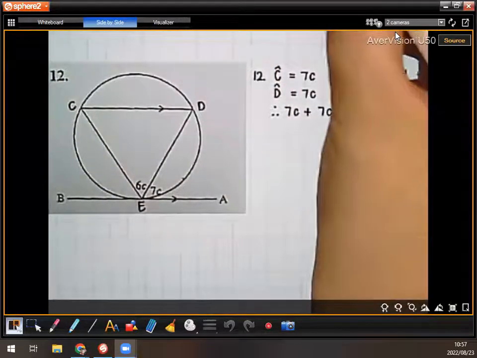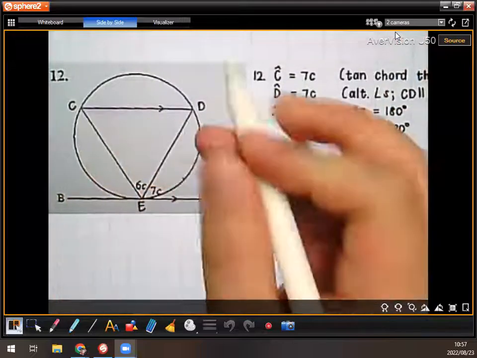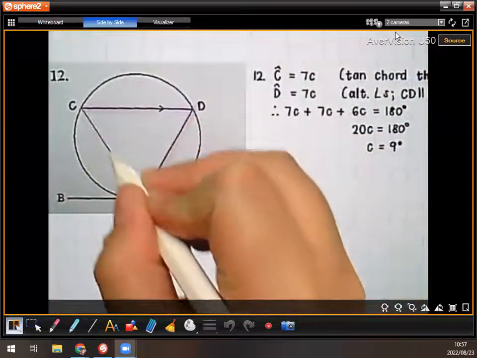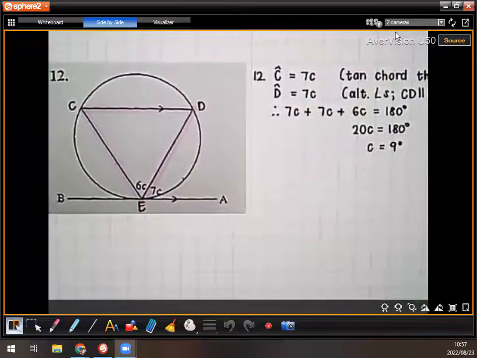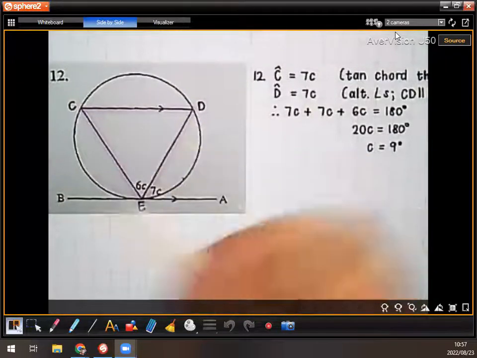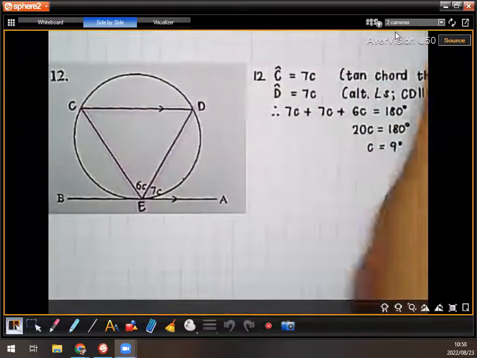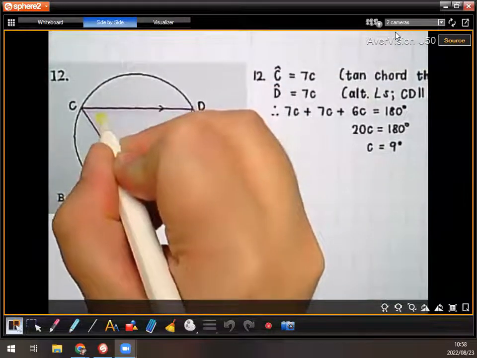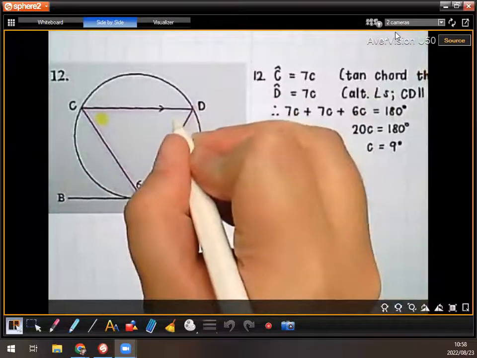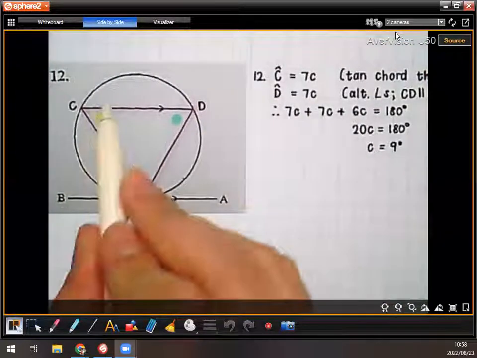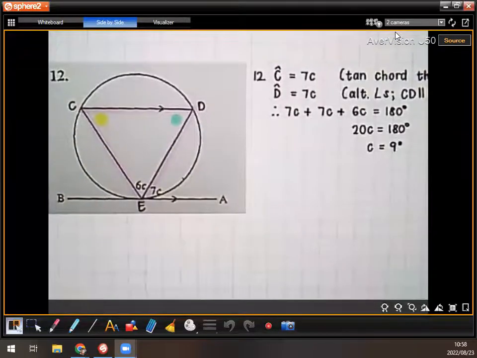So what I did was I noticed that we have a triangle here, and I know that the three angles of the triangle add up to 180. So I thought I would use that, right? If I have all three angles of this triangle, then I can add them all up and say that they should equal 180, and then I can solve it. All right, so I have that this one is 6C and that one is 7C. I'm trying to find this angle over here, and that angle over there, so that I can add the three angles together and get 180.